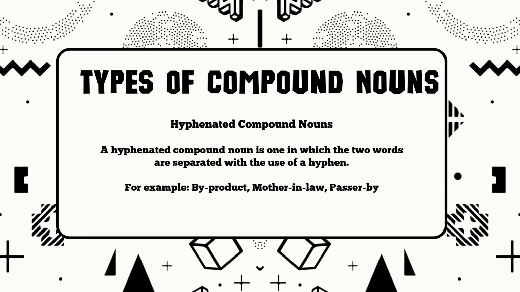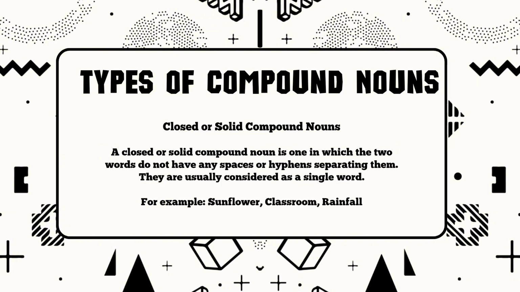Next, hyphenated compound nouns. A hyphenated compound noun is one in which the two words are separated with the use of a hyphen. For example, byproduct, mother-in-law, passerby.